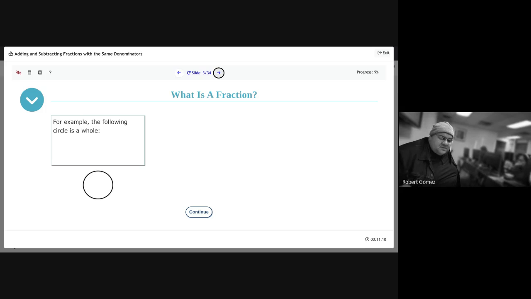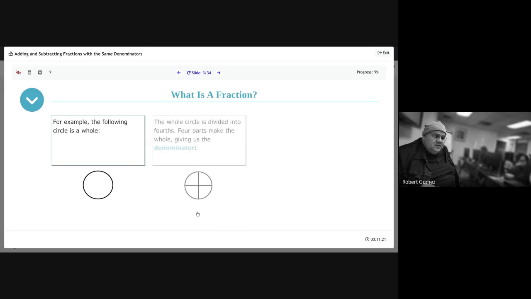So let's take a look at this circle, okay? So this circle was a whole, right? This is a whole everything, right? Now we're going to say, okay, you know what? We have this whole circle, and we're going to divide this into 4 parts. Now, which is fine, okay? It's still here.